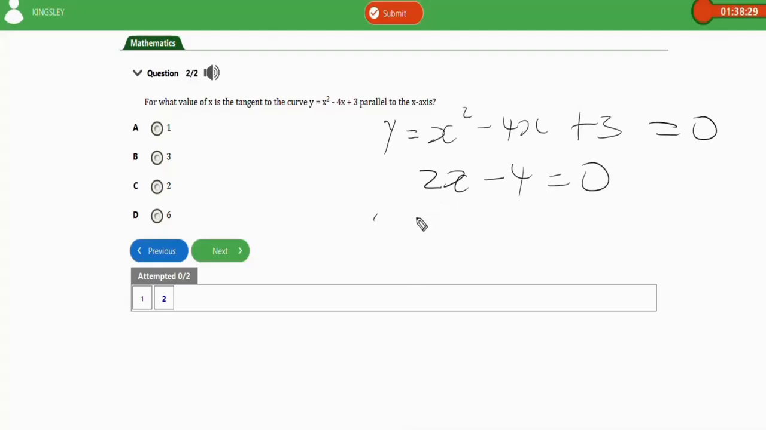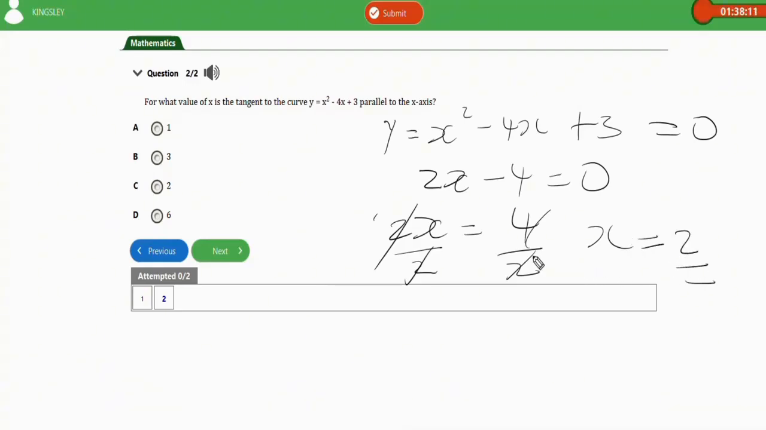Make x the subject of the formula, so 2x will be 4, so you divide both sides by 2. So our x will be what? 2. And that will be the answer to this question. So in application, what it implies is that at the point x equals 2, the tangent of the curve is parallel to the x-axis. So the correct option is option C, that's 2. It's as simple as this. This basically is how you can deal with these kinds of problems under application of differentiation or derivative for your JAMB Maths.